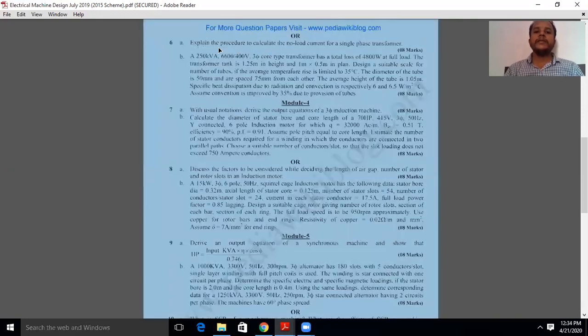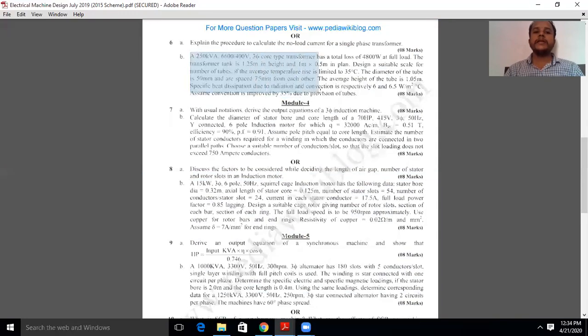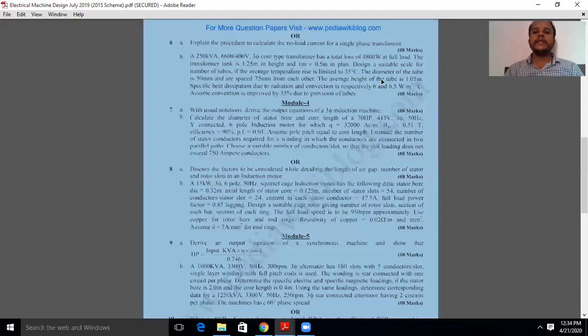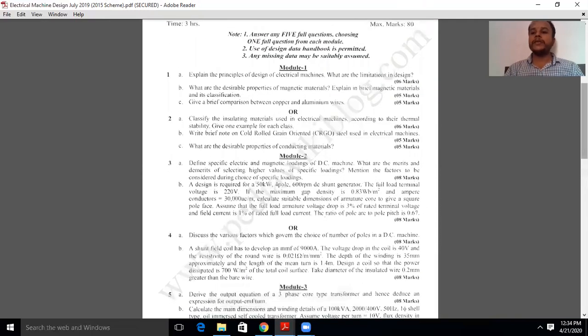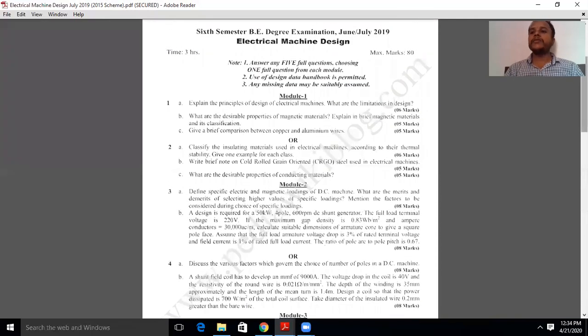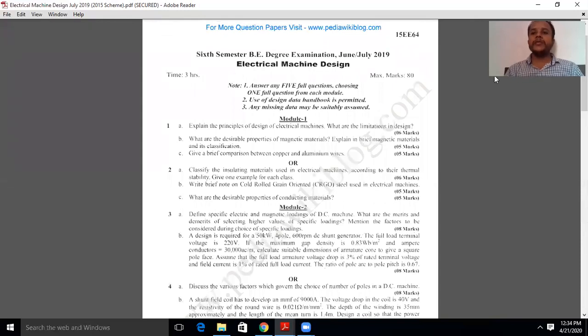And then this is one more question. Design a suitable scale for number of tubes, that is NT. NT is asked here. So there are two examples in each question paper on module 3. It is design of transformer. Again, at the same time, we need to solve the theory question also. So this is about the design of transformer, theory as well as numerical. In the next session, we'll discuss the unit number 4, module number 4. Thank you.